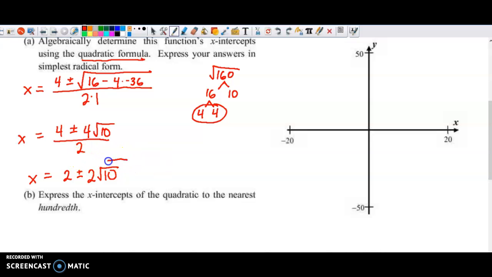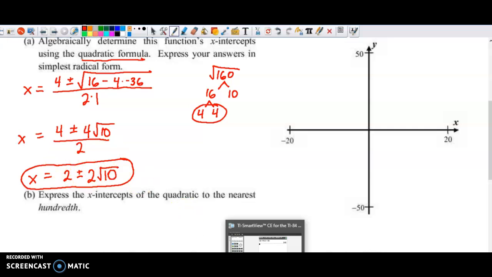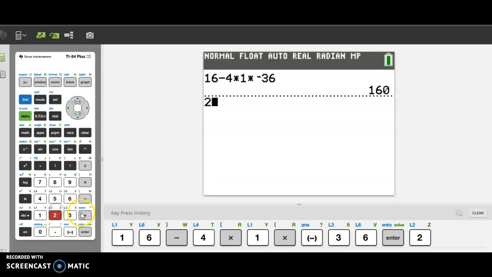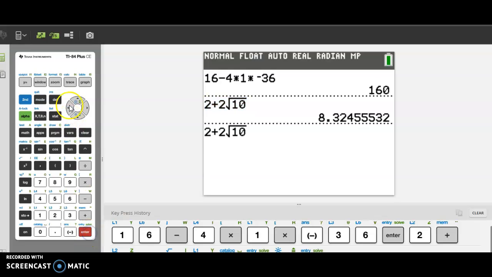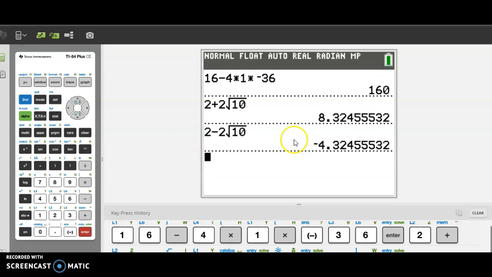That's not very helpful for us unless we know what those numbers actually represent. That's what I meant by knowing we were going to use a calculator if we were talking about a graph. If we type into our calculator, we can only get one answer at a time. But you can go up and grab that expression, change that plus to a minus, and you can see both x-intercepts. It says nearest hundredth, though I like the nearest thousandth, so 8.32 is good enough.